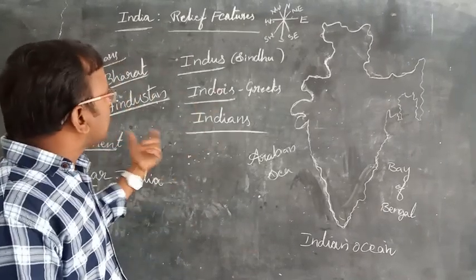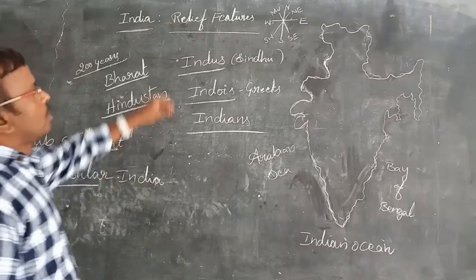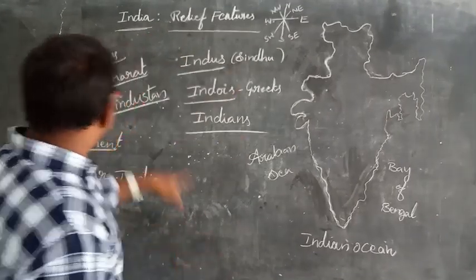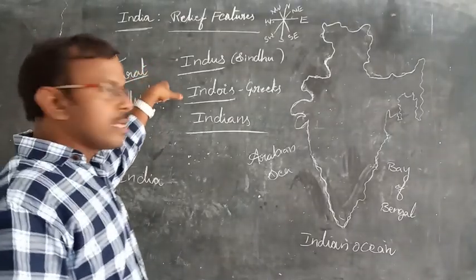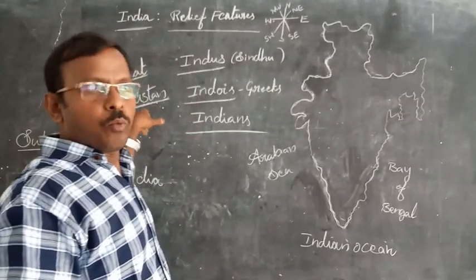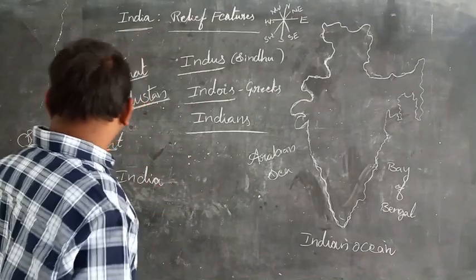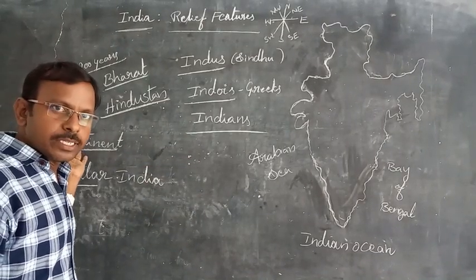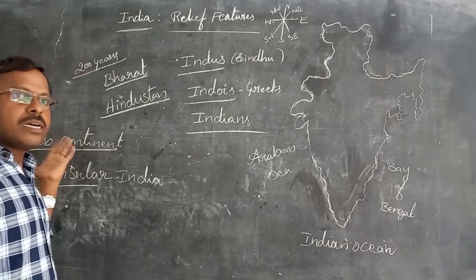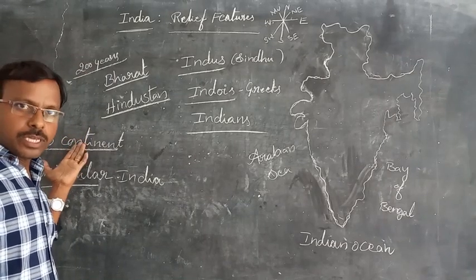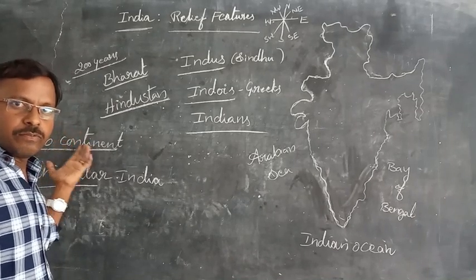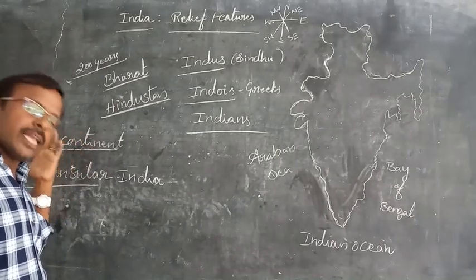So these are the things we know. How the name India was derived from the Indus River. Next, India is also known as Bharat and Hindustan. Why this happened, we already discussed. And next, subcontinent. India is called a subcontinent.